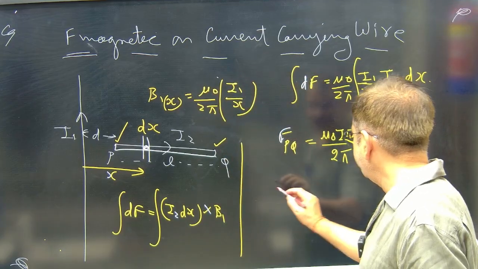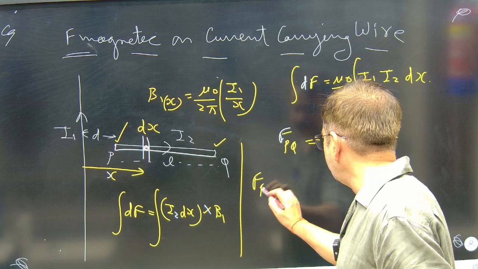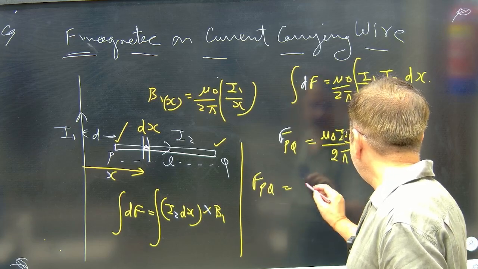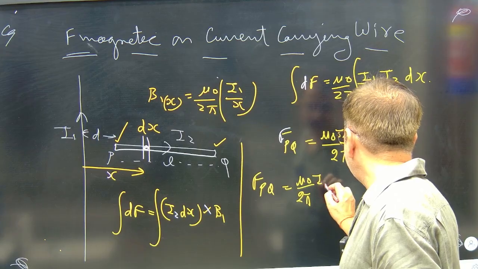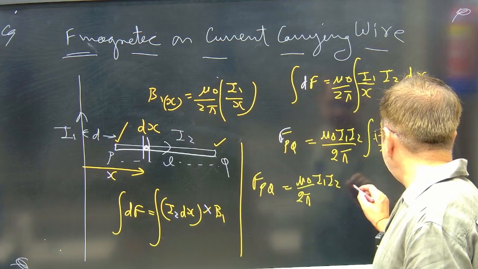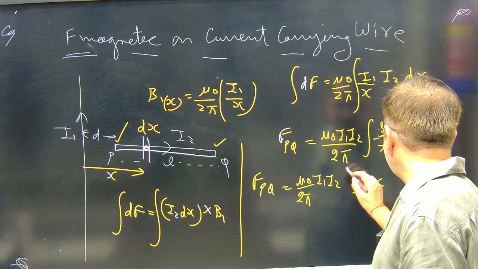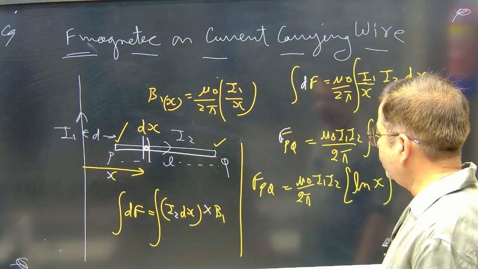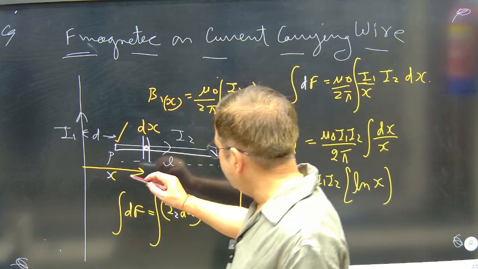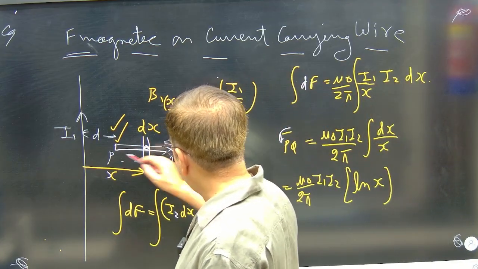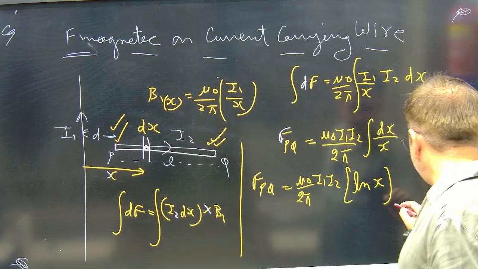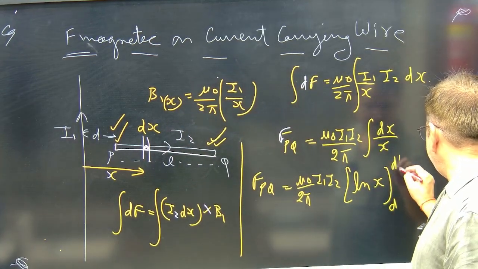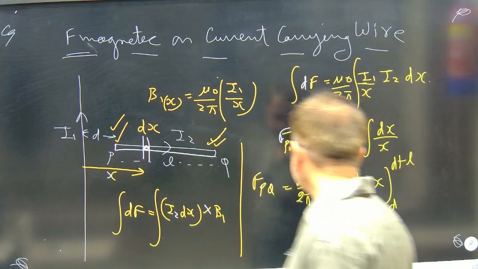So what will I see? The force on the wire PQ will be mu naught over 2 pi times I1 I2, the value is ln x, and I will put the limits. What limits will I get? At the first end it is d from the infinite long wire, at the other end it is d plus l. The value will go from d to d plus l. This thing we can do.